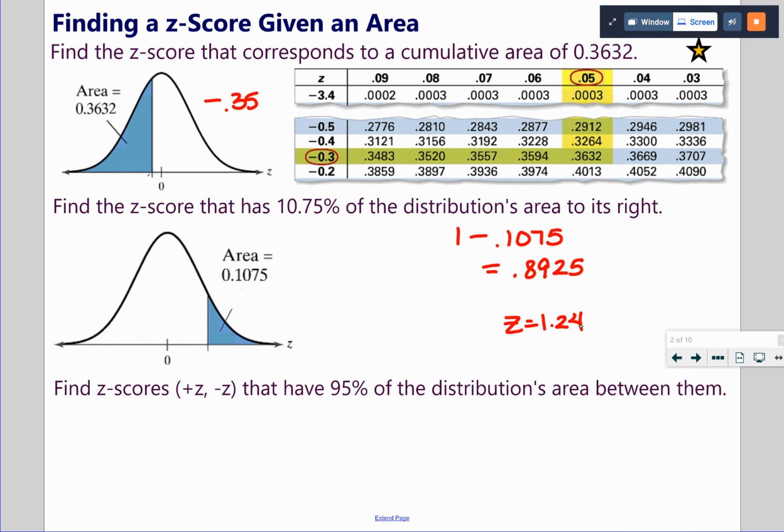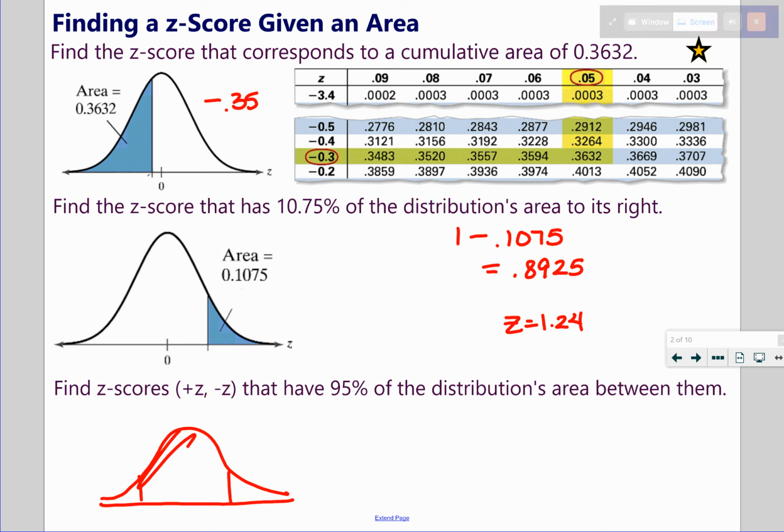Okay. All right. Sometimes it'll give you an area between, and you need to find the z-scores that are on the ends of that shaded region. Here we have 95% of the distribution in between two z-scores, and because it's symmetric, the z-scores will be opposites, one positive, one negative. I think it's helpful to sketch these ones. So if 95% is in the middle, what percent is left over to be in the tails of that curve?